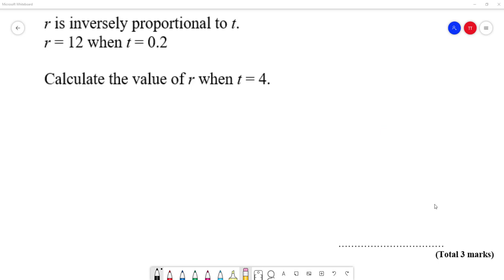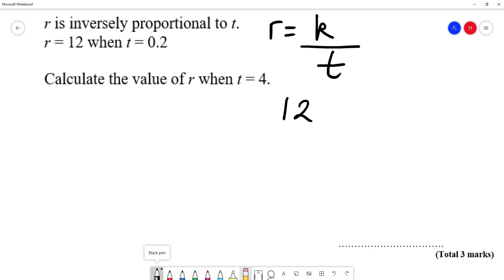Okay, welcome back. So R is inversely proportional to T. R equals 12 when T equals 0.2. So calculate the value of R when T equals 4. The first thing we need to write down is the statement. R is inversely proportional to T, so that's K over T. Now R is 12. We don't know what K is, and T is 0.2.